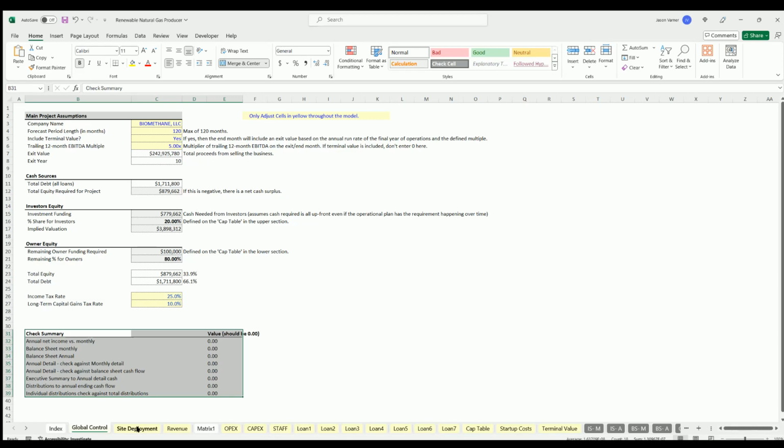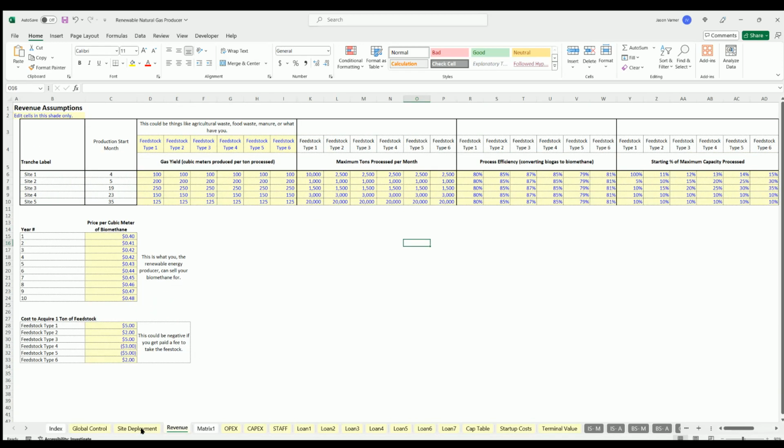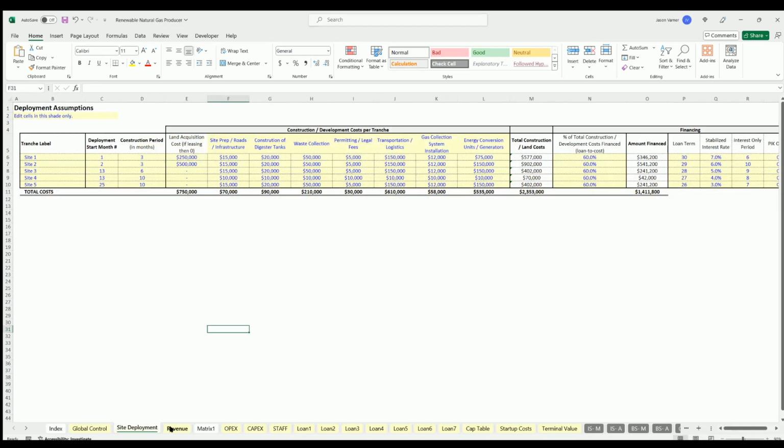Moving on to site deployment, this is where you'll spend a bit of time. Site deployment and revenue, these two tabs are going to have a lot of stuff. Here, by site, we're just trying to say a tranche of basically a separate facility that you're constructing or building out, or you could be acquiring. This doesn't have to be new construction.